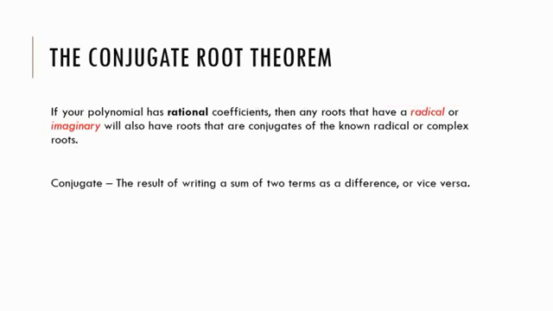So the conjugate root theorem, it's pretty simple. Big, long, confusing, scary words, but actually very simple. If your polynomial has rational coefficients, then any roots that have a radical or imaginary numbers will also have roots that are conjugates of the known radical or complex roots. Remember, a conjugate is the result of writing a sum of two terms as a difference, or vice versa. That may be a little confusing, but it's actually quite simple, and I'm going to explain it for you.